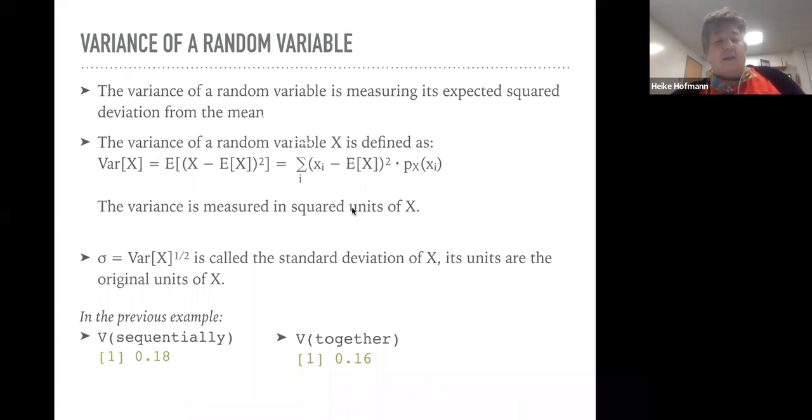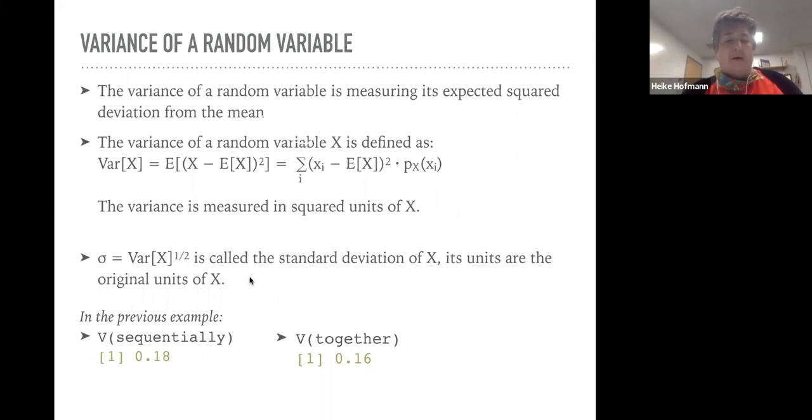So this squared unit is sometimes a bit problematic. So lots of people look also at the square root of the variance. Sigma is defined as the square root of the variance, and it's called the standard deviation of a random variable. And now we're back to the original units. So the standard deviation has the same units as X.